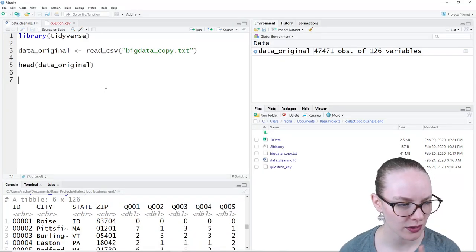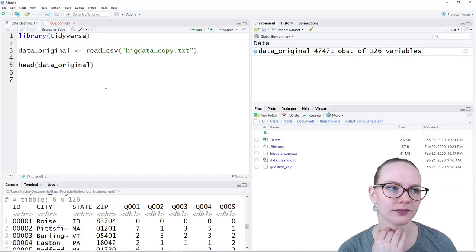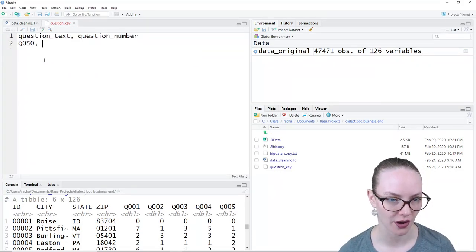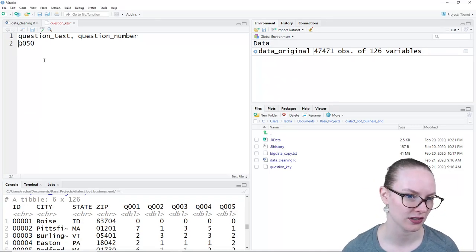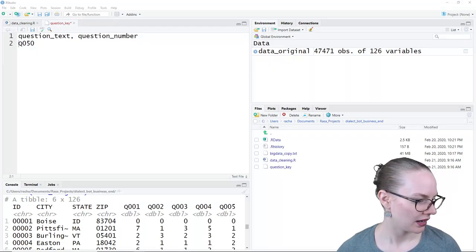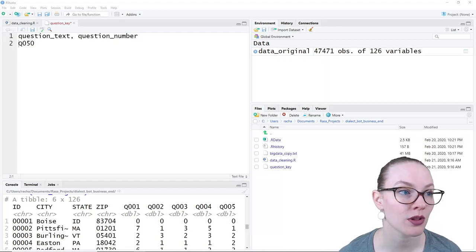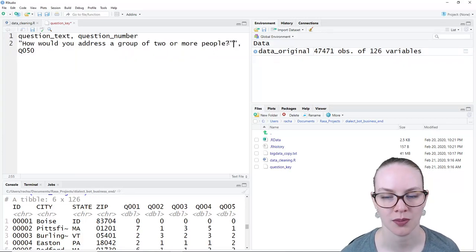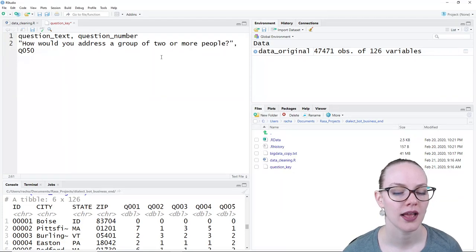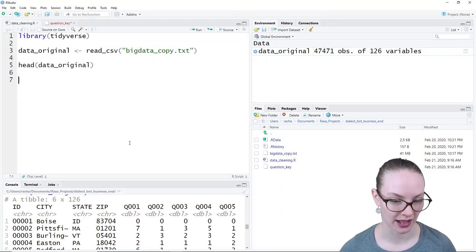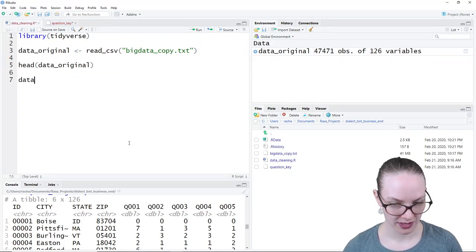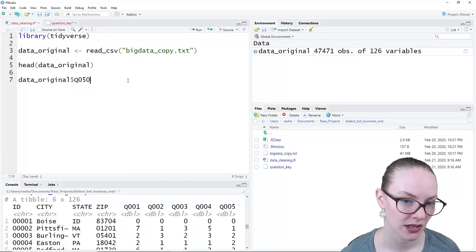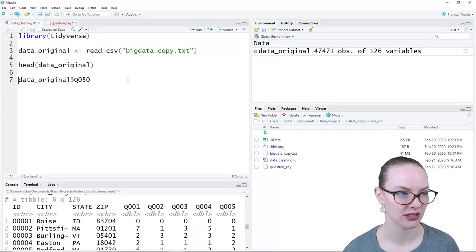Okay. And then let's really quickly check. It was 50, right? So Q050. And then, the question text is going to be, how would you address a group of two or more people? And this is one of the questions that we included in sort of our little sample quiz that does nothing. And this is text, so let's make sure it is delimited appropriately. And so that one should have 9 values. So it's gonna be data original and then dollar sign to get into the, let's just get a summary. Dollar sign to get into the data frame to refer to specific columns.